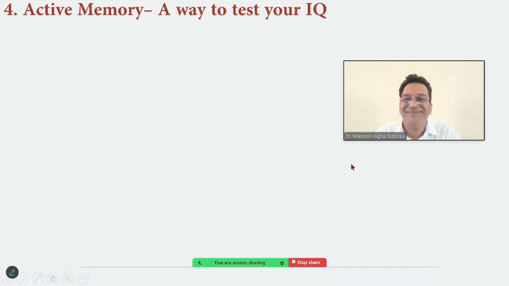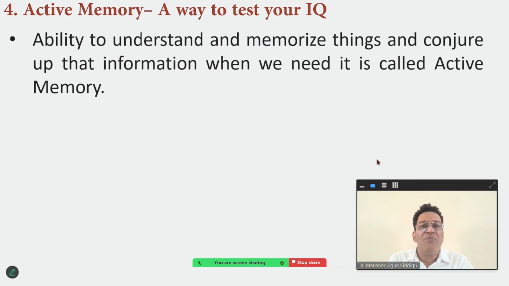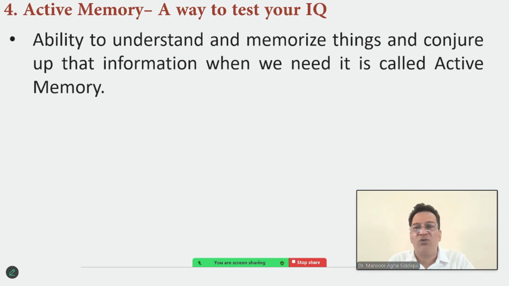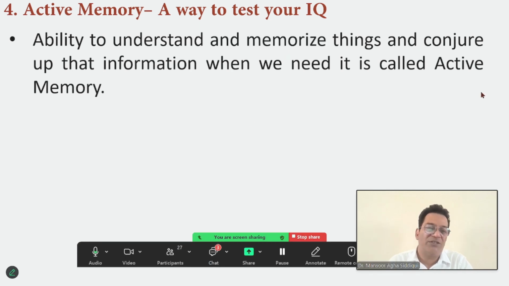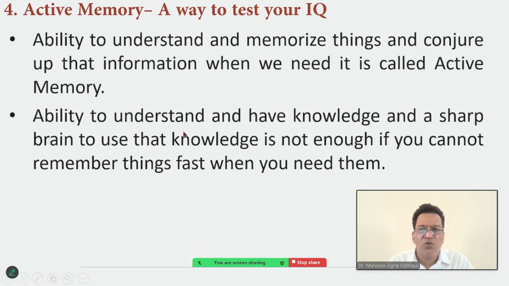Thank you, sir. Okay. Another important part of all the IQ tests is something called active memory, which means your ability to memorize things and understand them and remember those things at the time when you require that information. So if you learn a formula of mathematics, but if you forget it, then your active memory is weak. So you need to be good at knowing different things and using that information which you already have in order to handle the questions which are asked in the examination. So you need to have the ability to understand and have knowledge and a sharp brain to use that knowledge so that you can crack the questions.